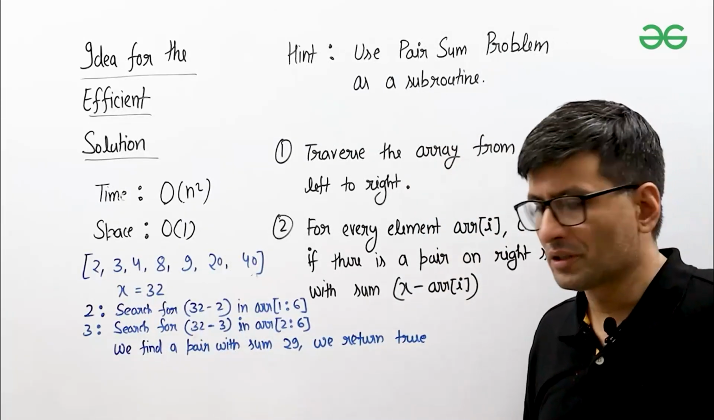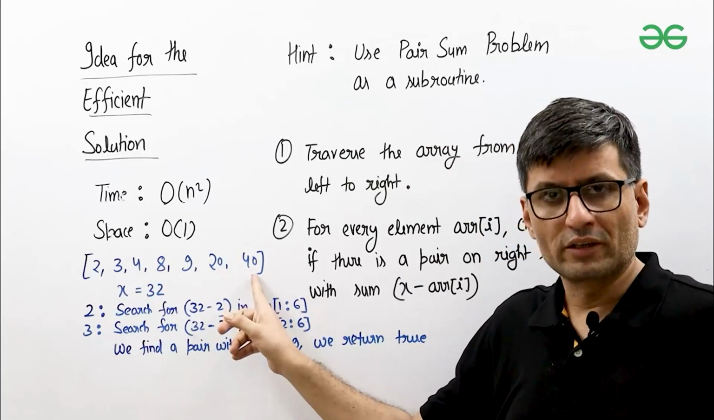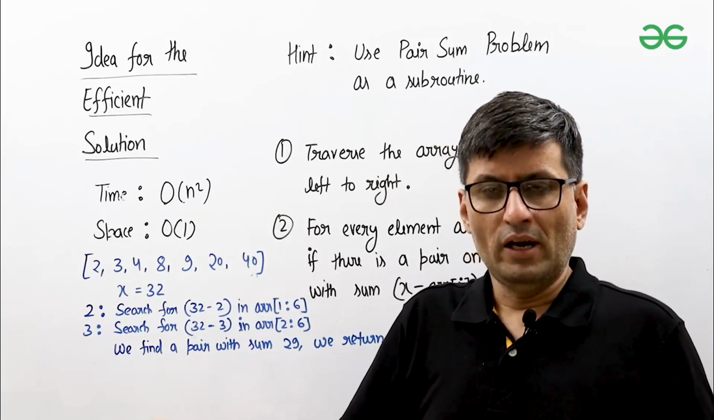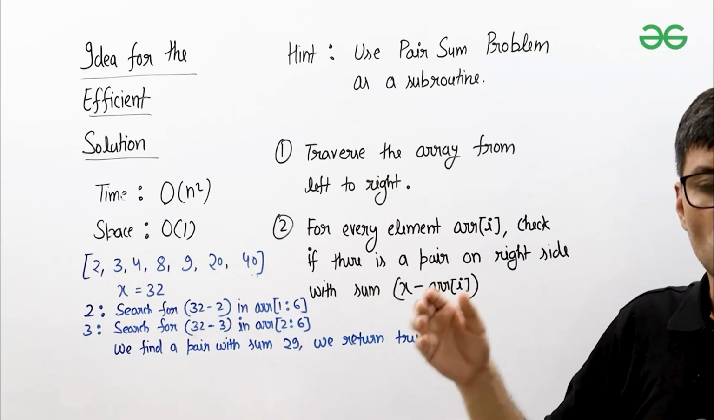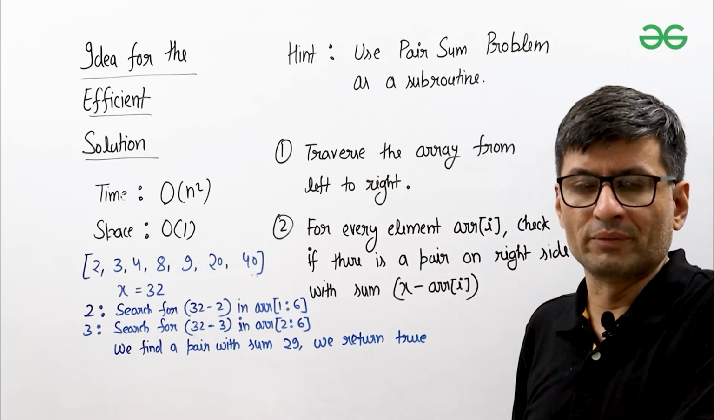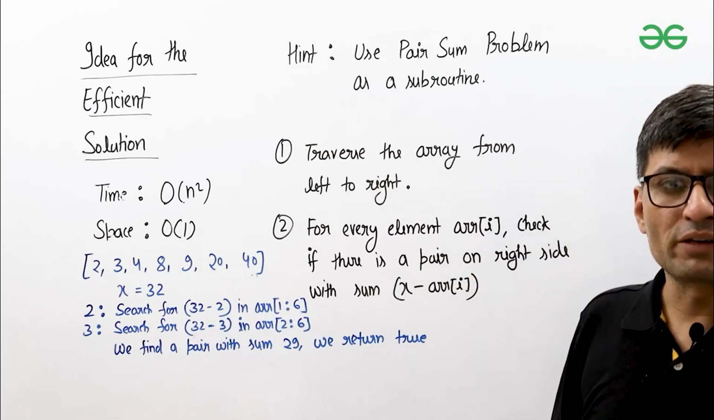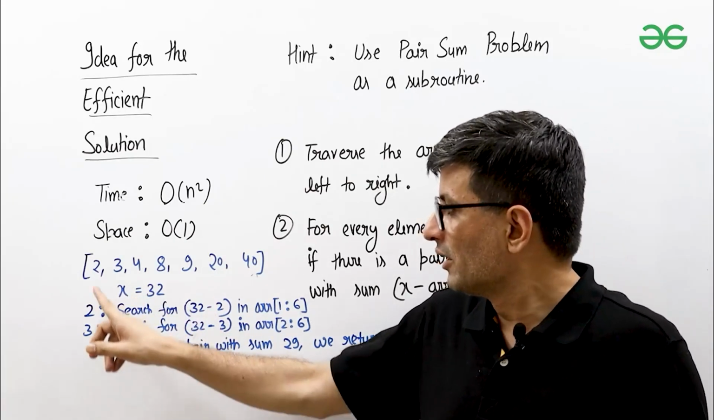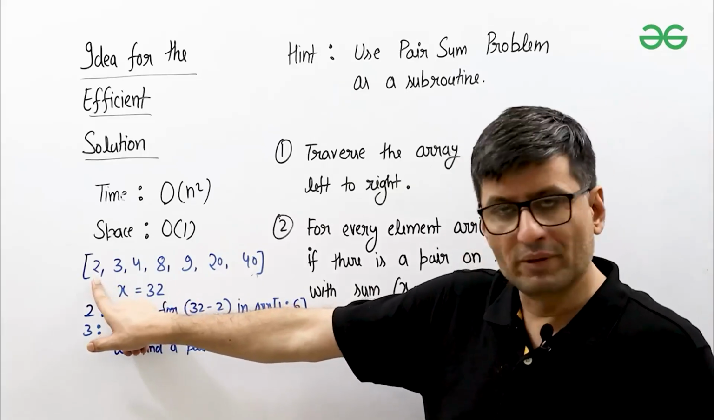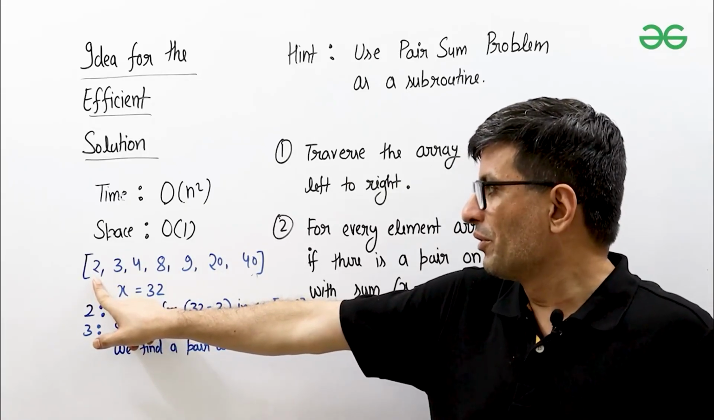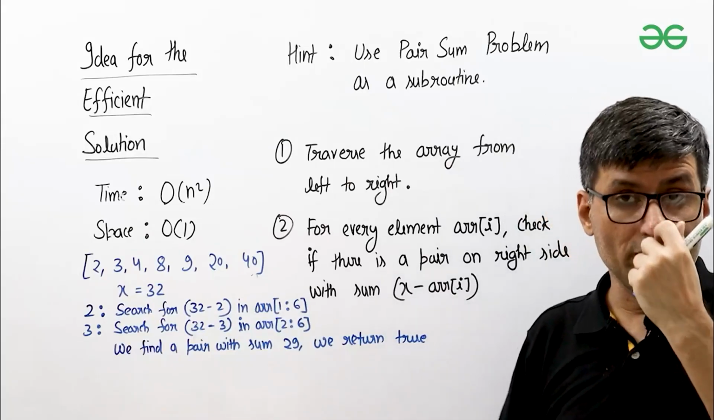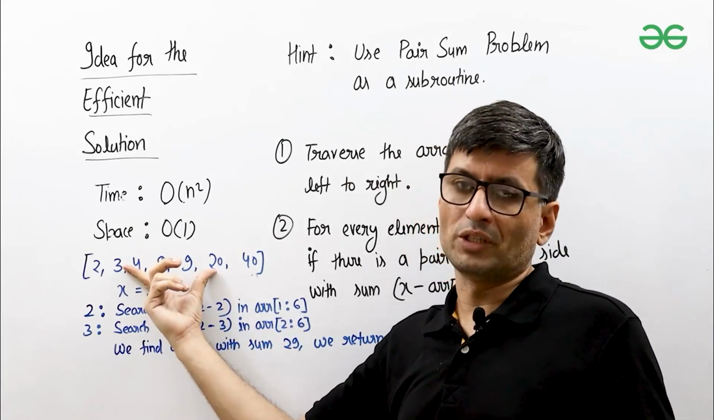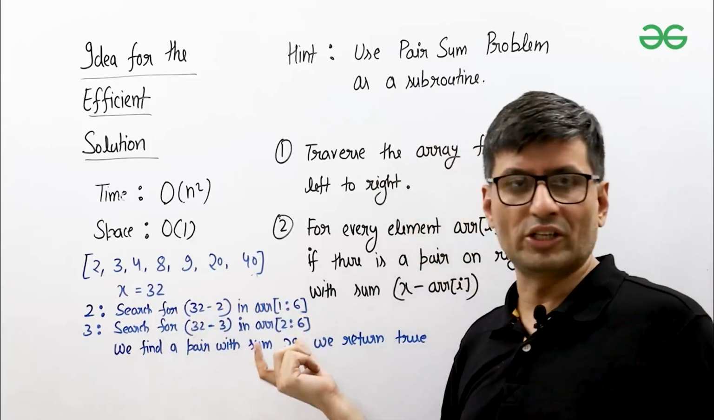Here is the complete approach. We traverse the array from left to right. For every element, we consider this as one element of the triplet. And we find the remaining two elements in the array on the right side of the current element. And for finding the two elements, we pass the sum as 32 minus current value. x is 32. So we begin from here, right? We begin from 2. And what we do is we consider 2 as one element. And then we try to figure out if there is a pair in the array on the right side of it with sum as 32 minus 2, 30, right?